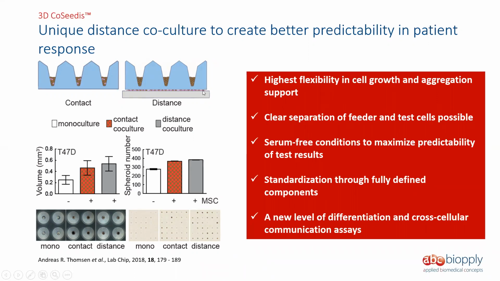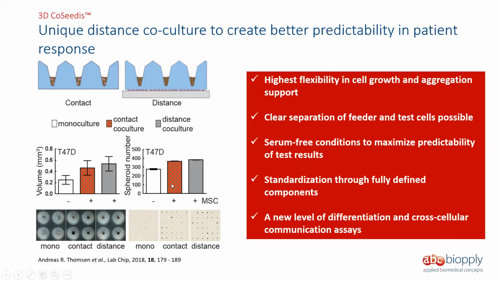In 3D CoSeedis, however, it is possible to underlay the entire chip with a layer of feeder cells that then secrete growth factors and other protein factors into the media, which diffuses freely through the chip and influences the test cells above in the 3D CoSeedis chip. They have the same effect on cell aggregation as is shown on these panels here. However, it is possible to separate the two cell types again after aggregation has taken place.